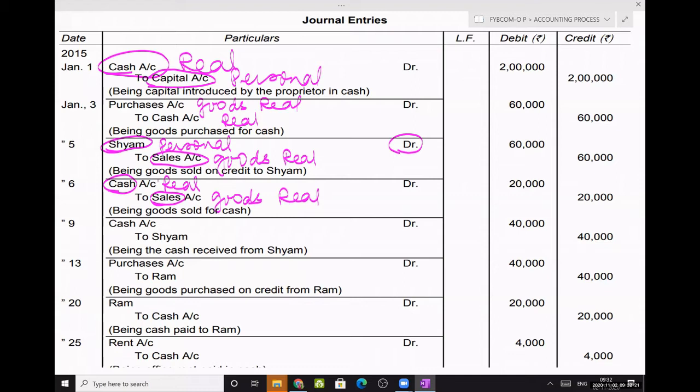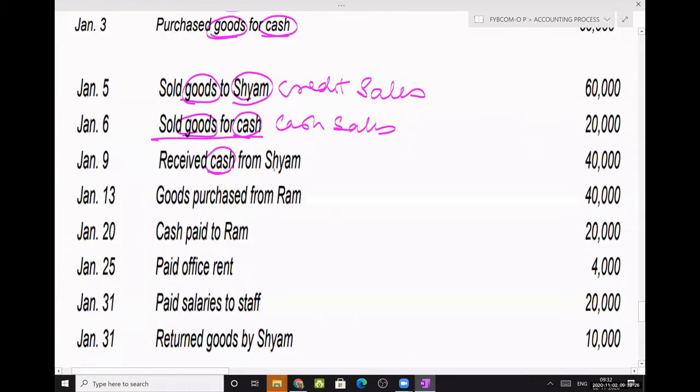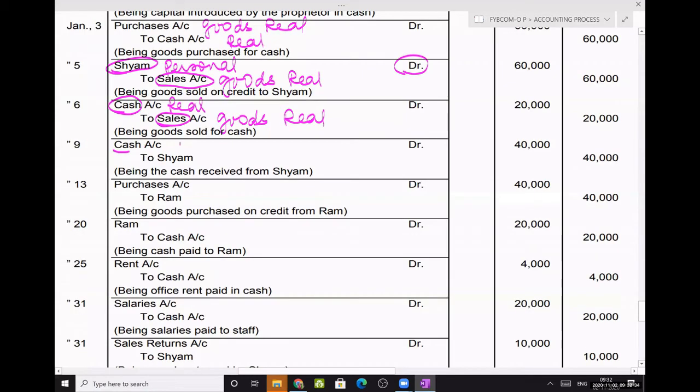Next. 9th Jan, received cash from Sham. What is important here? Cash and Sham. Okay. Write down. Cash is a real account. Real account, debit what comes in. Sham is a personal account. Credit the giver.